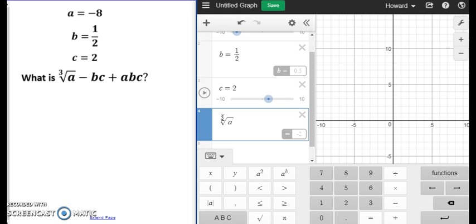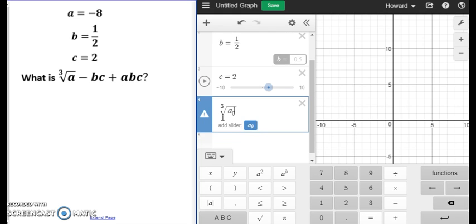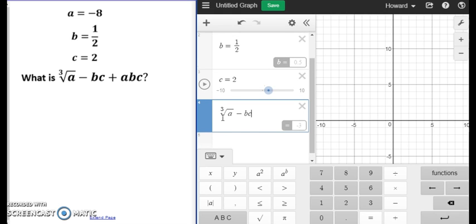Again, press to the right to get out of the root, because if I leave it in here, it's going to stay in there. We don't want it in here. So press to the right, minus bc, plus abc. What's my answer? -11.